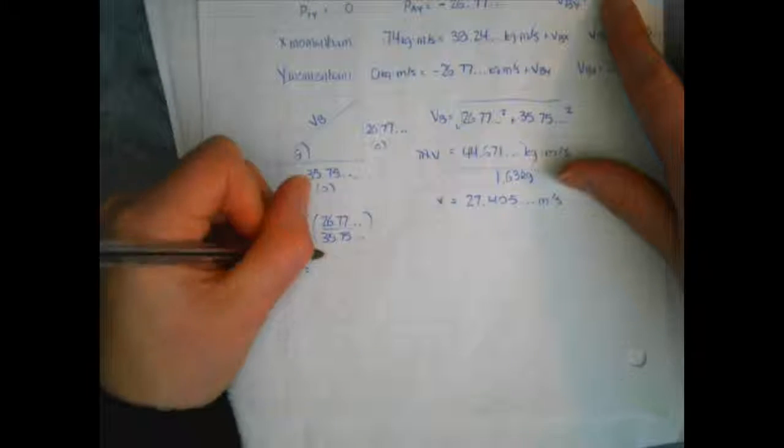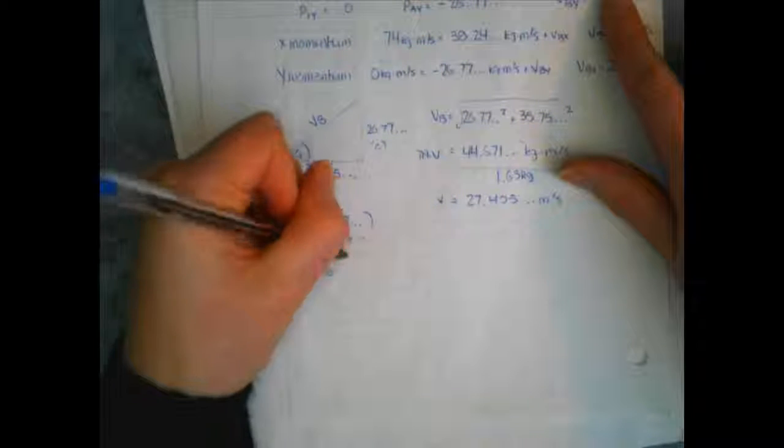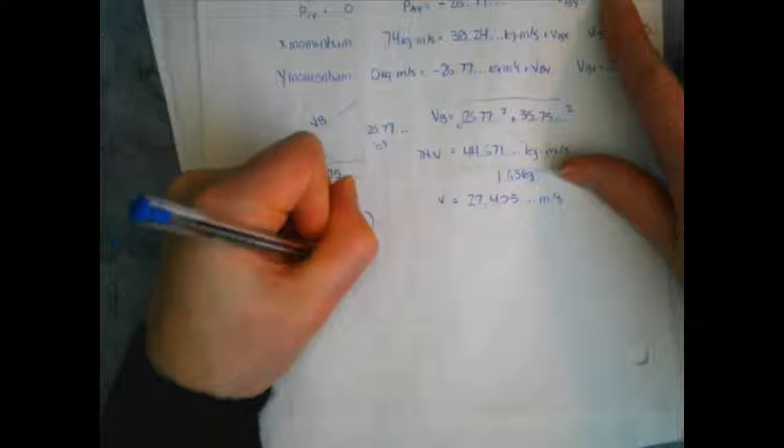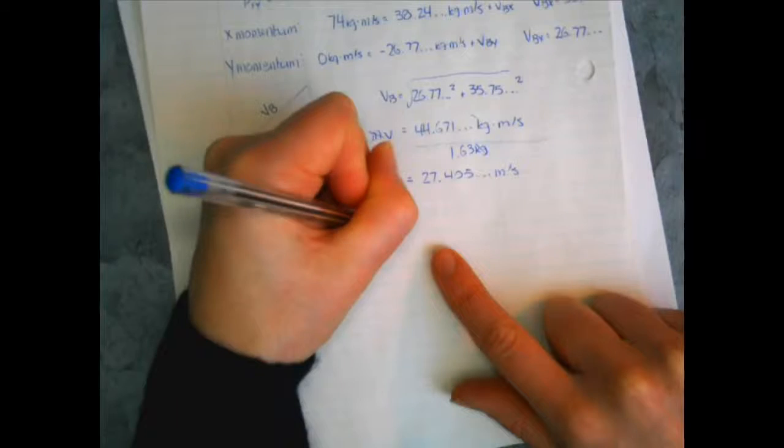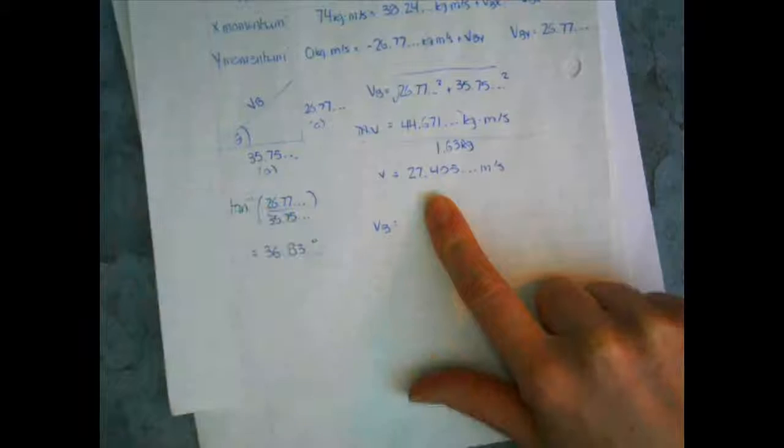Now the only other component is that you will have to include your direction. So for theta, we have the opposite side over here, we have the adjacent side over here, and so we're going to use tan minus 1 of our opposite, 26.77, divided by our adjacent, 35.75. Okay, and so that's going to give us an angle of 36.83 degrees.